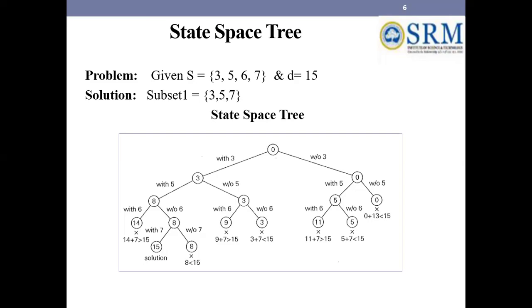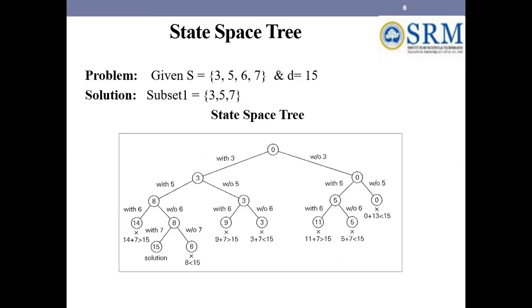Next we go to the third level. For the third level, take the third element, that is 6. Now every state is expanded, and there are 4 nodes in the previous level. The first level has only one node, the second level has 2 nodes, and the next level has 2 power 2, 4 nodes. So every level grows with a power of 2. For all 4 nodes, the left edge is with adding 6, the right edge without adding 6. So for 8, adding 6 gives 14.